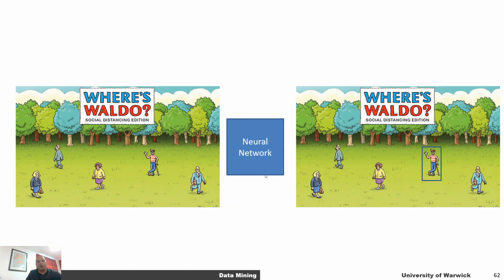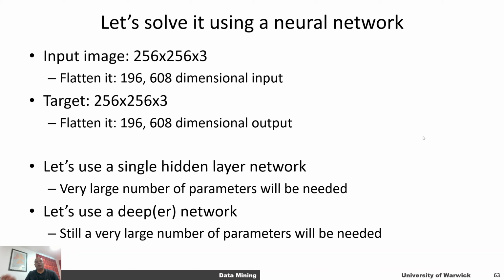So the input of the network is going to be an image, and the output of the network is also going to be an image. And since neural networks are universal approximators, we should be able to solve this problem using machine learning. We just need some training data, right? And if we think about how we can solve this, let's say the input image size is 256 by 256 by 3, 3 being the RGB channels, and if you flatten it, then we end up with about 196,608. That's the dimensionality of your input.